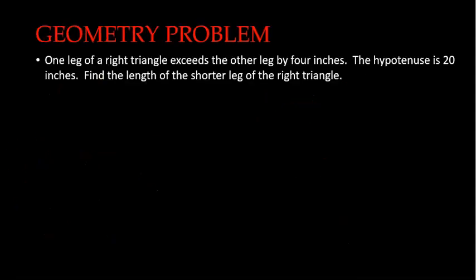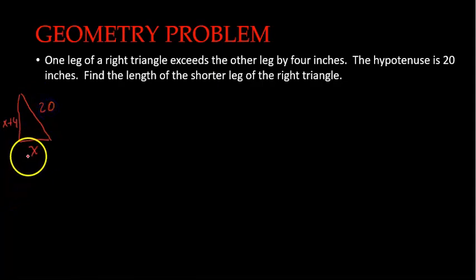Let's do another example, a geometry problem. One leg of a right triangle exceeds the other leg by 4 inches. The hypotenuse is 20 inches. Find the length of the shorter leg of the right triangle. So we have a right triangle, and the information says that one leg is x and the other is x plus 4. And the hypotenuse is 20.